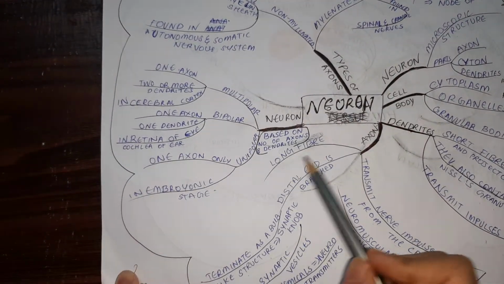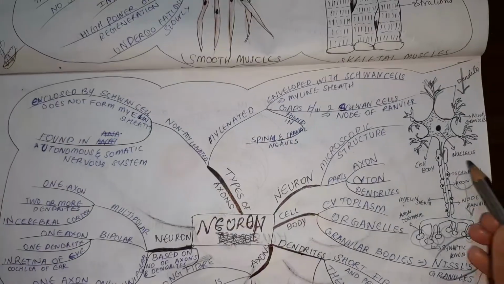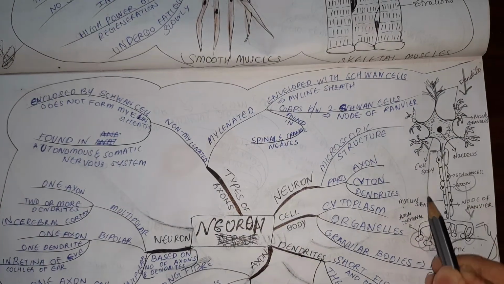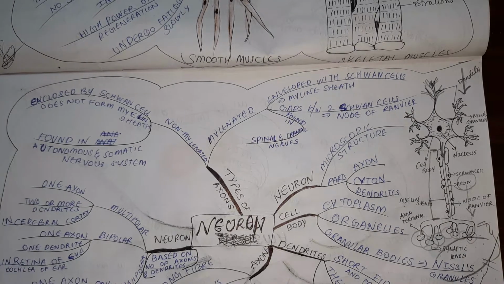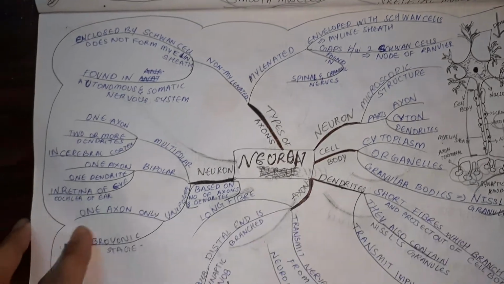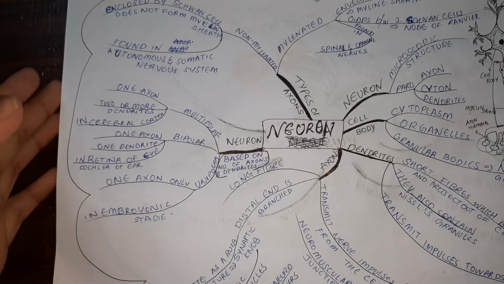And it is a long fiber. You can see it's starting from here and ending till here. It depends on the height of the neuron basically. So it is a long fiber. This is all the information on the axon.